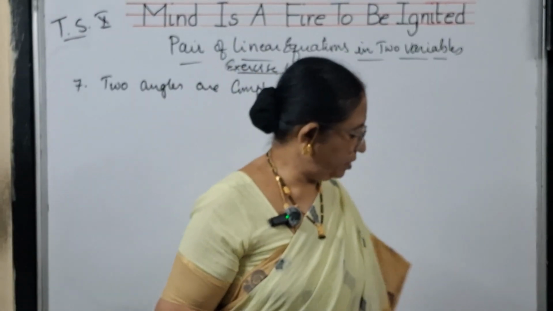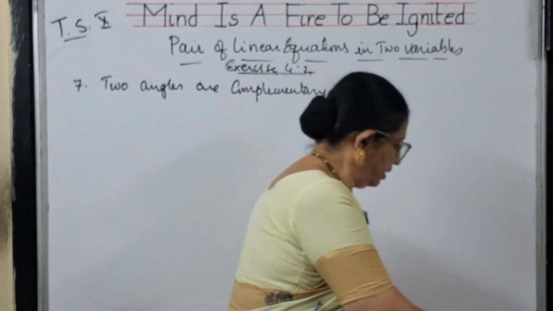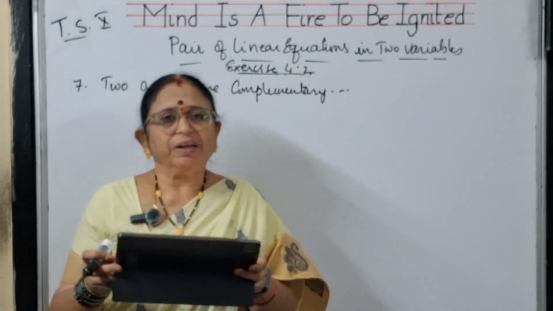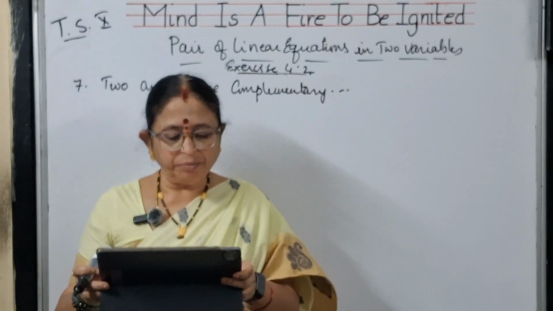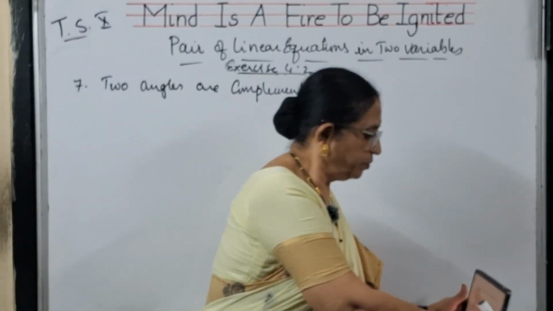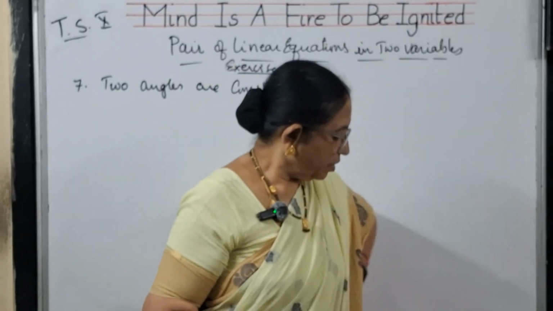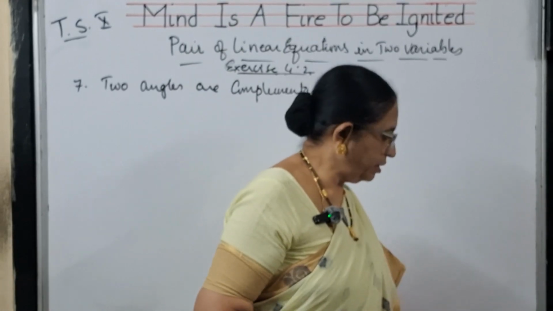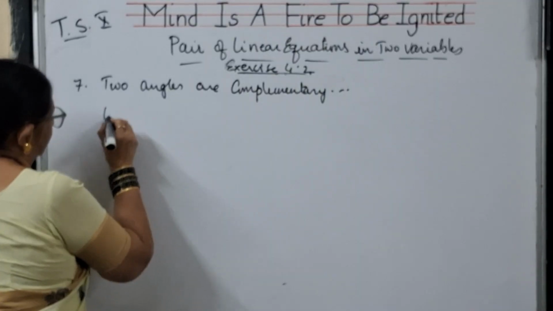Now next sum, children. Seventh one. Two angles are complementary. Let me read the question. Two angles are complementary. The larger angle is 3 degrees less than twice the measure of smaller angle. Find each angle. So complementary angles. What do you mean by complementary angles? Two angles are complementary. So complementary means they are 90 degrees.